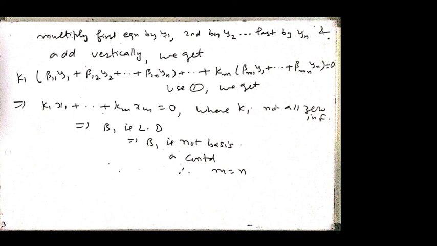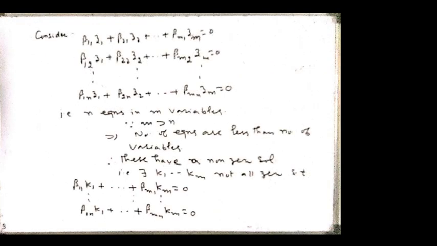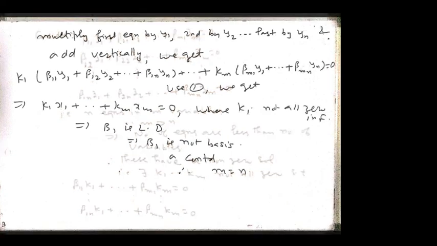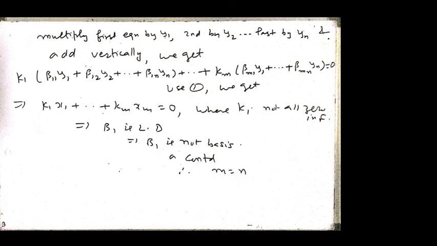So k1 x1 and so on km xm equals 0, where ki are not all 0. In the previous step I have taken k1, k2 and so on not all 0. So it means k1 x1 plus and so on km xm is 0, where ki's are not all 0. It means b1 is linearly dependent, but b1 is basis, therefore this is not possible, which is a contradiction. So therefore m equals n. Thank you.